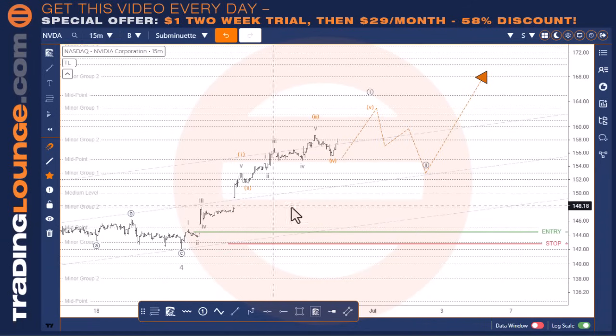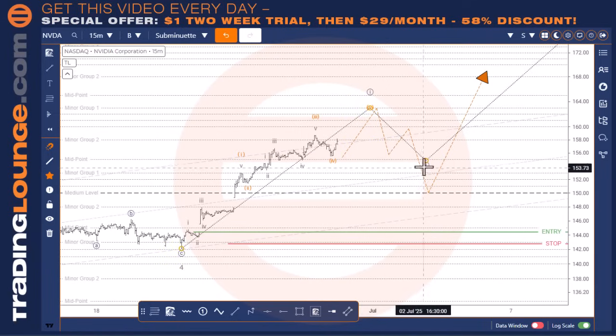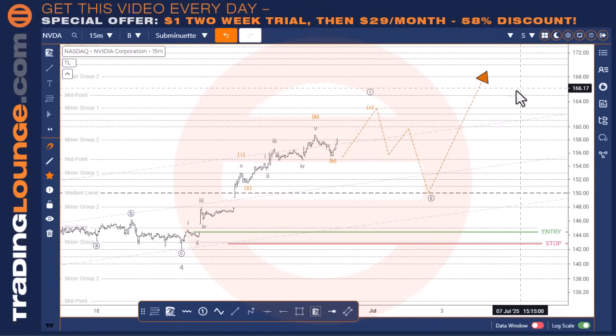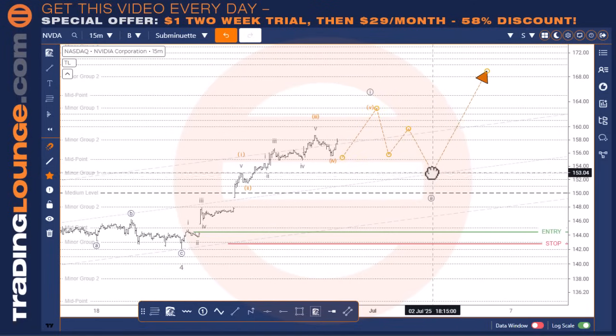The 150, the medium level, could be tested on this. Events can happen, and we don't want to be stopped out. We want to stay within this, and if it does come back down here, we won't be in fear. We'll see it as an opportunity, because we know we've still got wave 3 to go after that. So everything is good, basically.